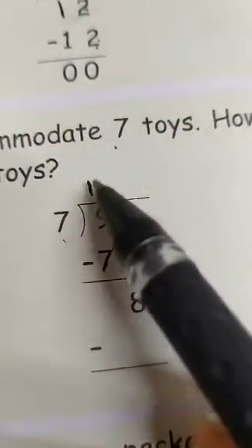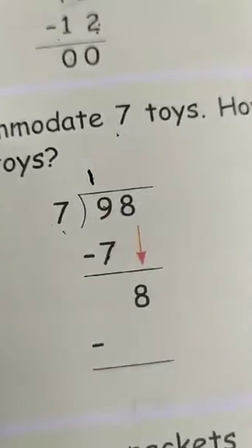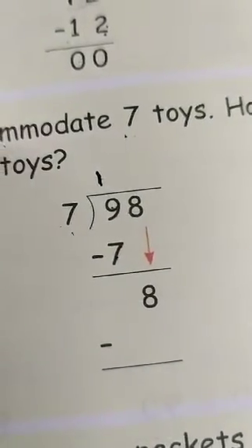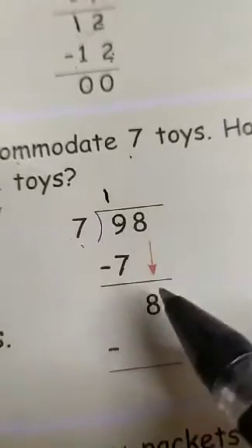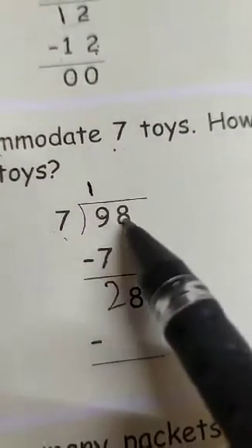Now, this division we completed. Now, what do we have to do? 9 minus 7. What is 9 minus 7? How much is it? 9 minus 7 is 2. Now, the next number, that is 8.